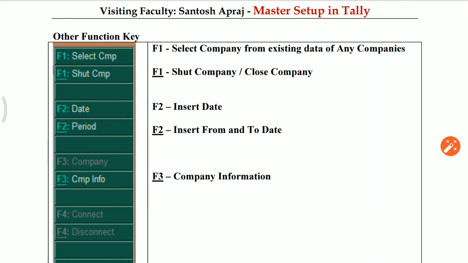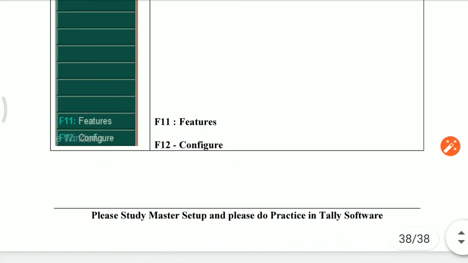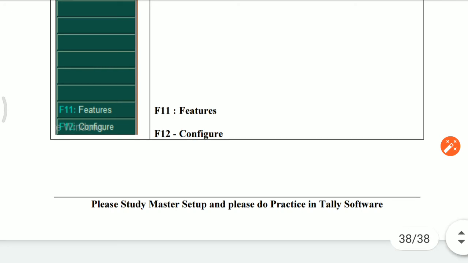F1 is select company, Alt F1 shut company, F2 insert date, Alt F2 insert from and to date, means you have to update the period, Alt F3 company information, F11, F12. Already discussed what type of options are in F11 and F12.